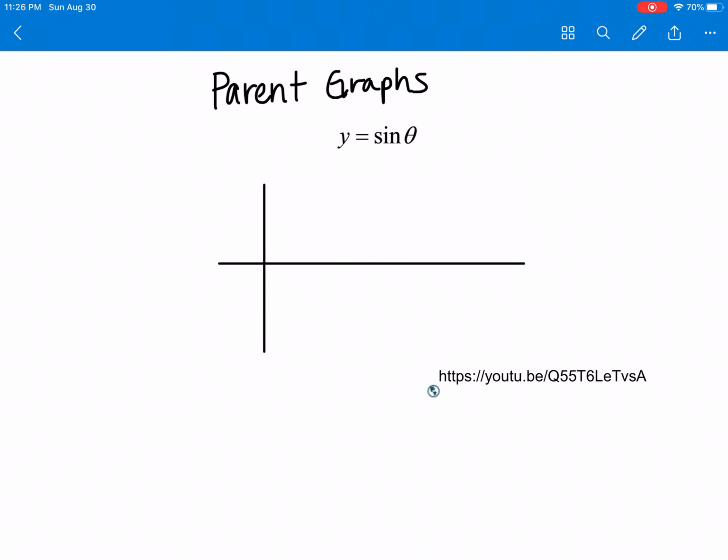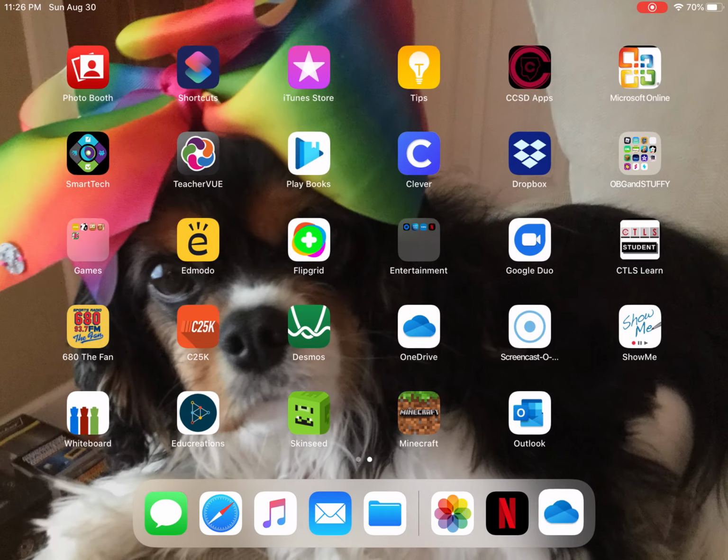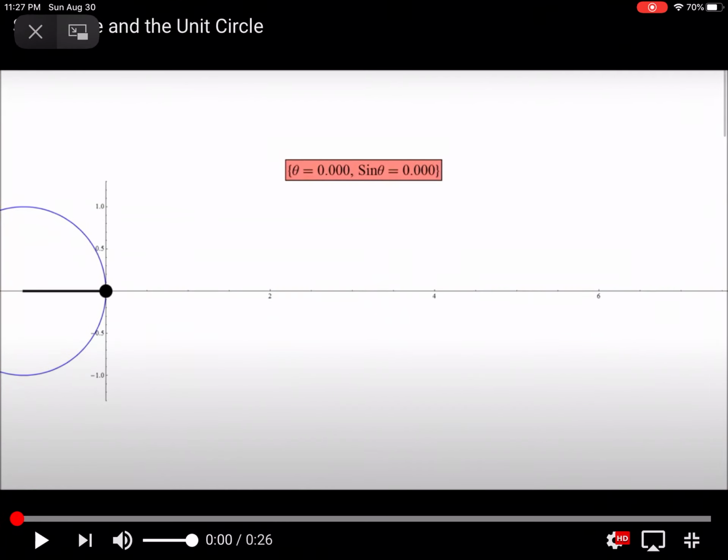Hey everybody, I am Miss Gamble, and I'm going to be doing the lecture videos for Unit 2, which is all about trig graphs. So today we're going to learn our 6 parent trig graphs, and before we actually put y equals sine on our coordinate plane, on our x and y axis here, let's take a look at how we go from the unit circle to the coordinate plane.